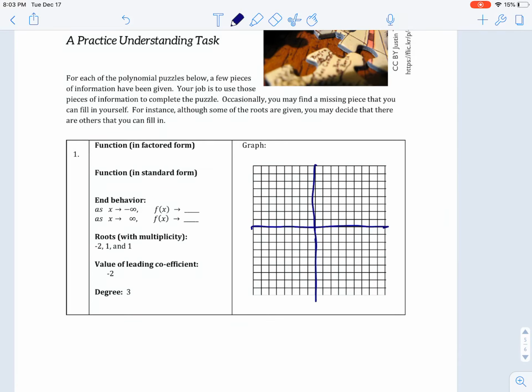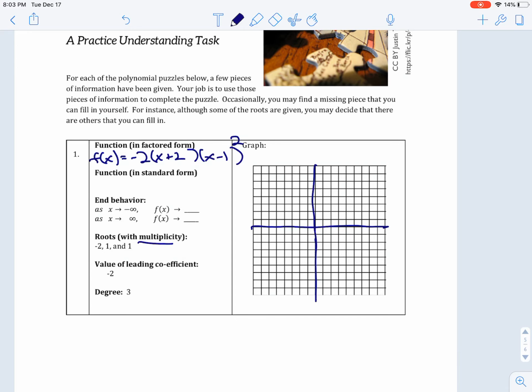Okay, last video. So for this, we're told a few things about this function. We need to write it in factored form, standard form, end behavior, all that good stuff. So its leading coefficient is -2, and then its roots are -2, so that would be x plus 2. And then it has two 1s, so that'd be x minus 1 squared, because it has multiplicity.